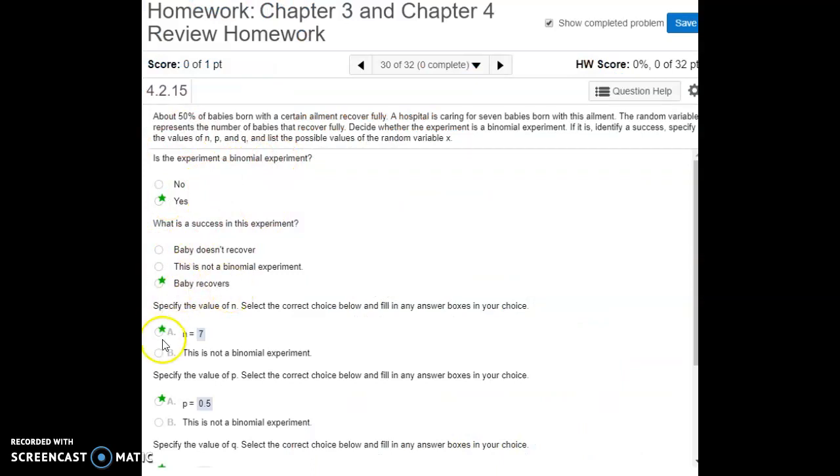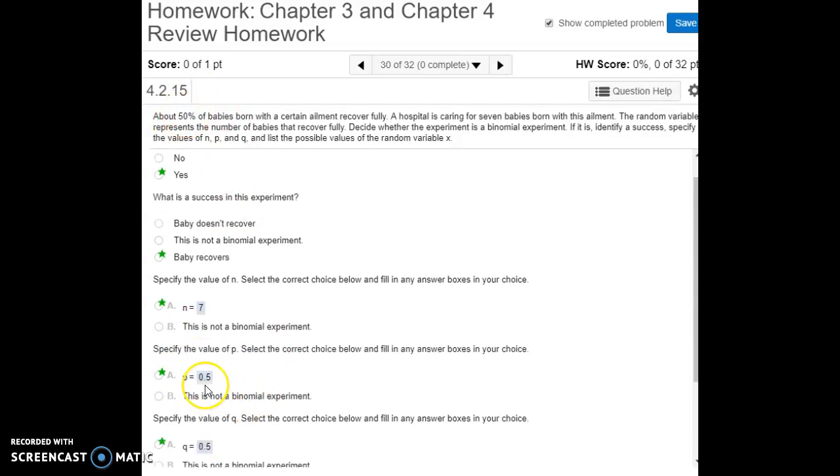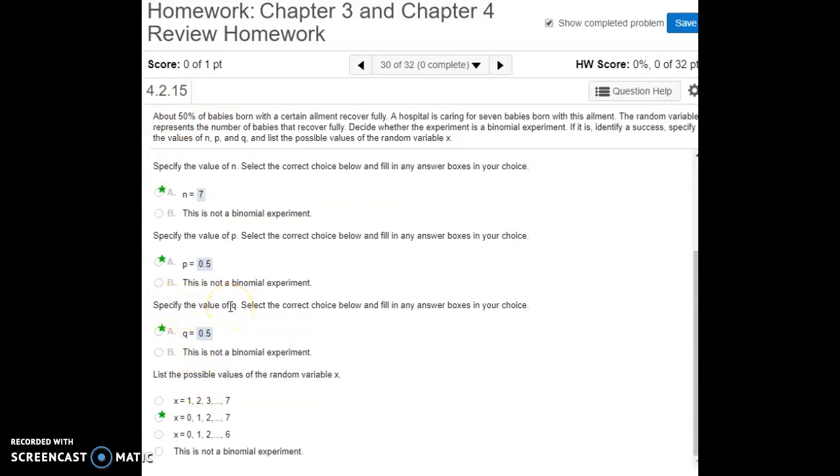Success is a baby recovering. N, our number of trials, is 7. The probability of recovery or success is 50%, 0.5. So the value of Q, which is failure or not recovery, needs to add up to 100%. Success and failure add up to 100%. So 1 minus 0.5 also gives us 0.5 for our probability that the baby does not recover. And then the possible values that our random variable could be, and remember it is counting the number of babies that recover fully. So it could be 0 babies, 1 baby, 2, all the way up to all 7 of them recovering.